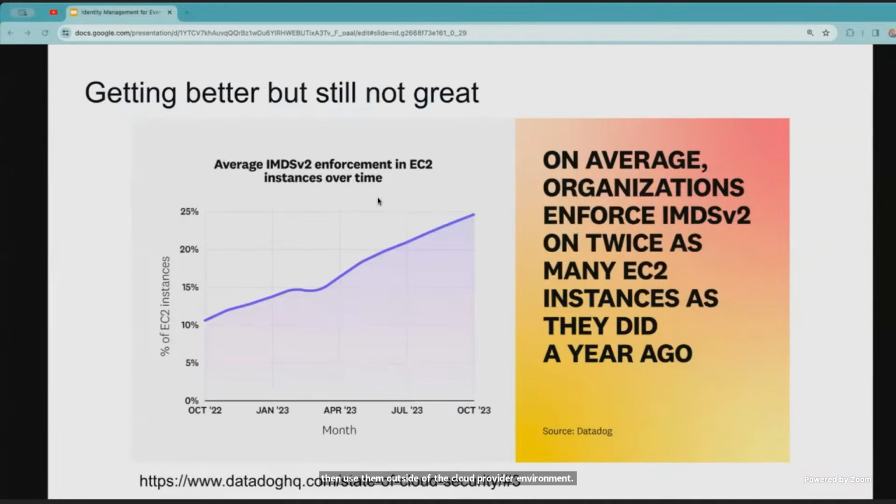And every vendor, by the way, this is not specific to AWS only, every vendor has the concept of a service that runs on all VMs that just vends the credentials for that instance.